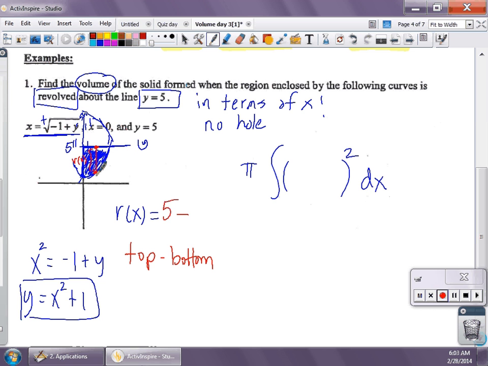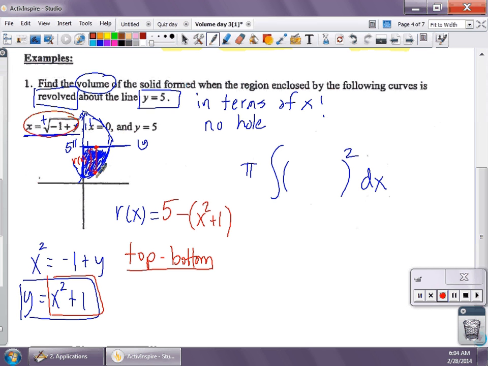Now that value is touching the curve. So we need the y value from the curve. Now remember, we're in terms of x. Even though they gave us the equation in terms of y, we are in terms of x. So that y value is generated by using the curve x squared plus 1. So the length of my radius is top minus bottom. Again, the top touches 5, the bottom touches the curve, and the curve is x squared plus 1.